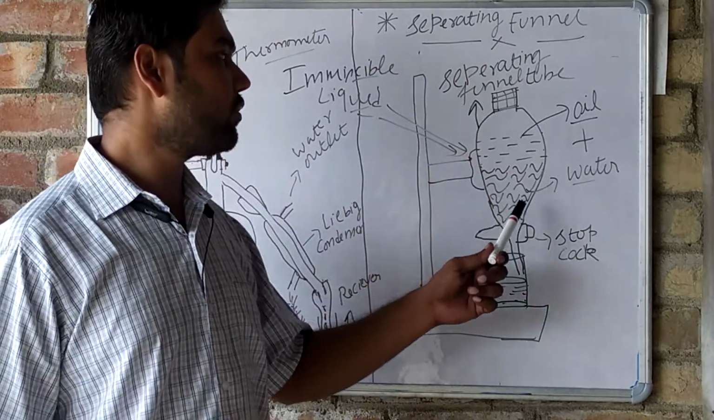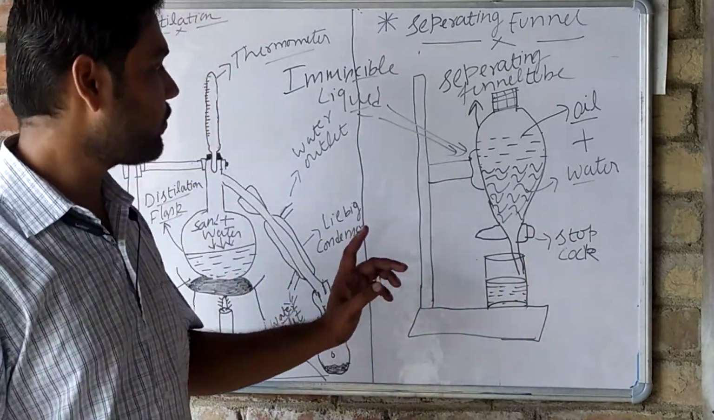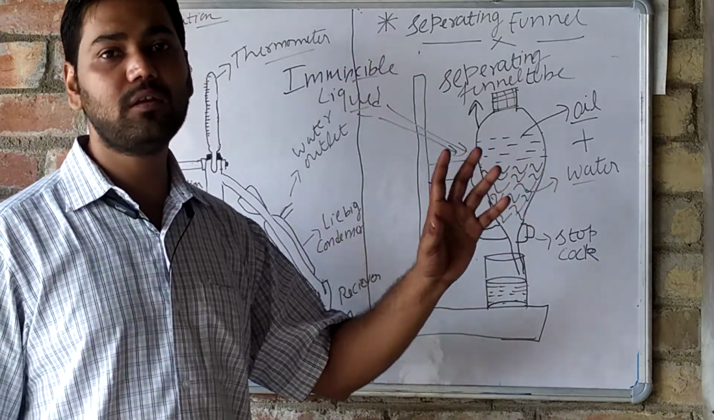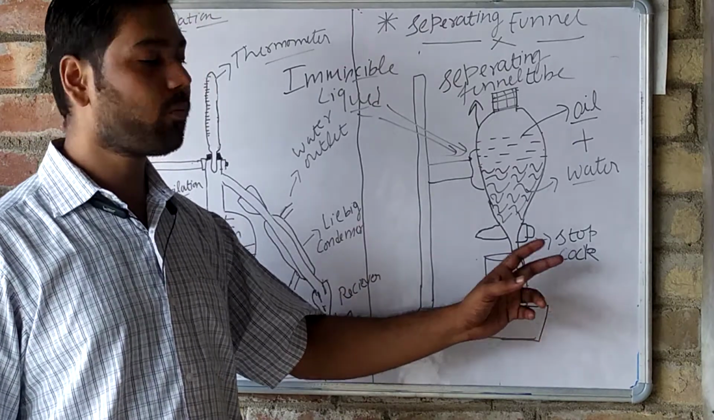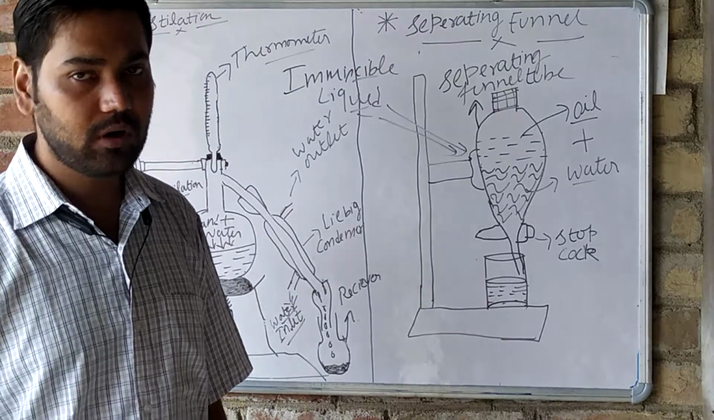We will have an oil and water solution in the separating funnel tube. The whole setup is here. We will have a stand, and by this stand the separating funnel is fixed. This is a stop cock. It is almost an inlet and outlet for the solution.